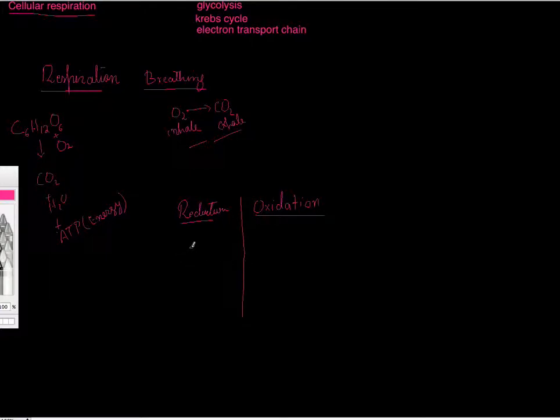So every time an element or a compound or anything receives an electron, that process is called reduction. If an element receives an electron, it is said to be reduced. And any element which loses its electrons, it's called oxidation. So gain electron, reduction, and lose electron, oxidation.